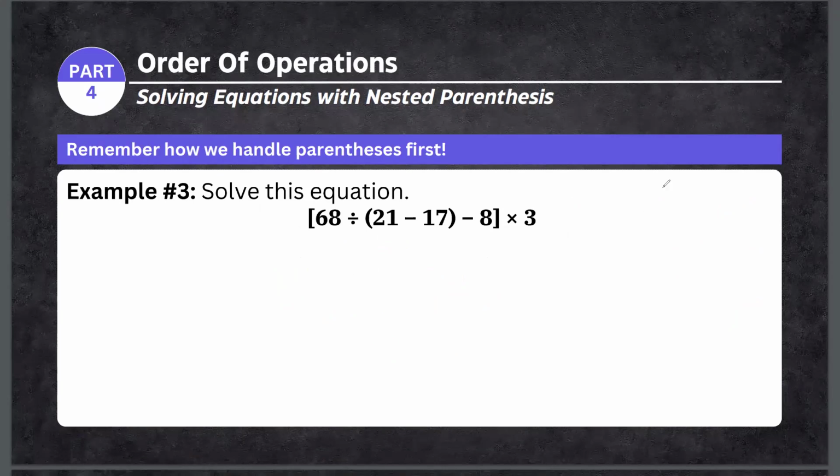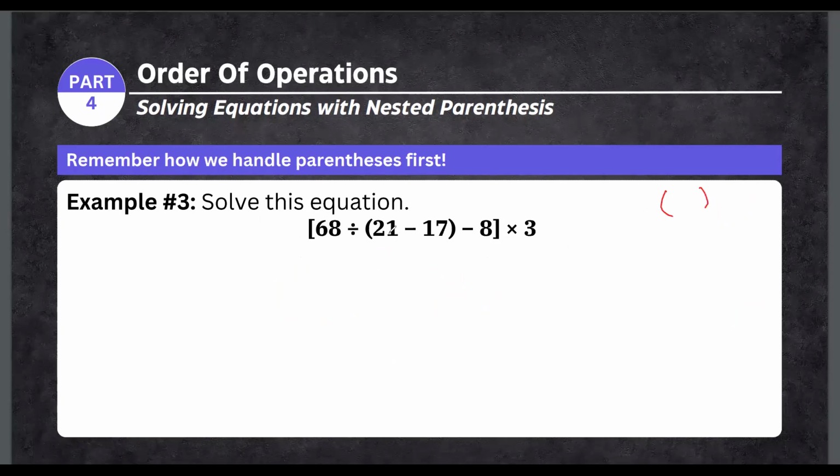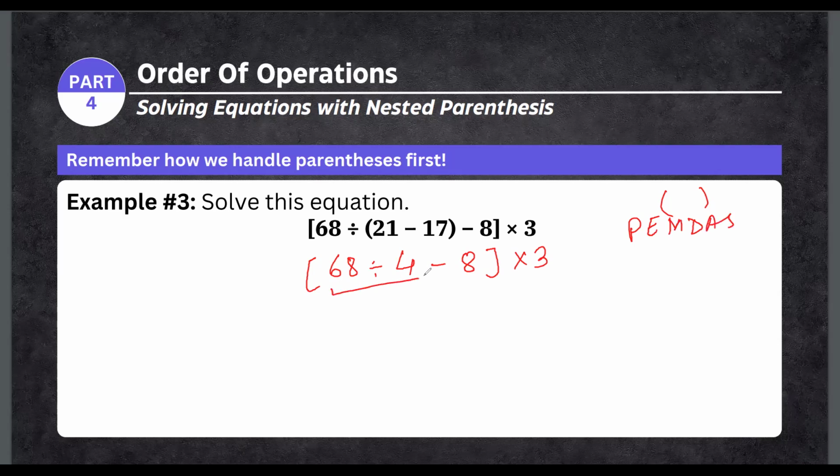Now here we have to solve the curved bracket first. 21 minus 17 is 4, and I am writing the rest of the numbers as it is. Now I am solving the square bracket. According to PEMDAS, I will divide first here. If I don't know how to divide directly or mentally, I can use this method.